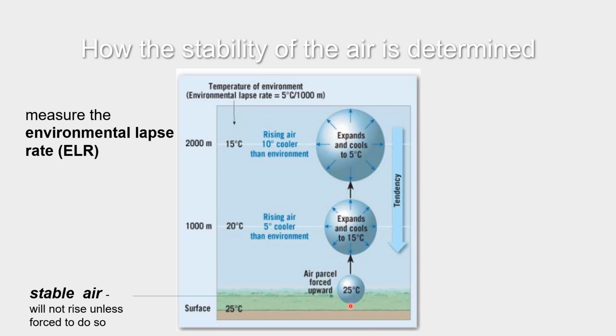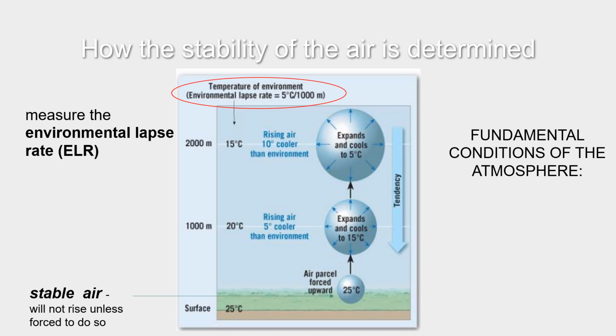So in this example, there is something that forced the air to rise, and by nature this force is commonly frontal lifting. So again, this is the temperature of the environment. That's the temperature of the environment, which you measure with the environmental lapse rate. That's how the stability of the air is determined.